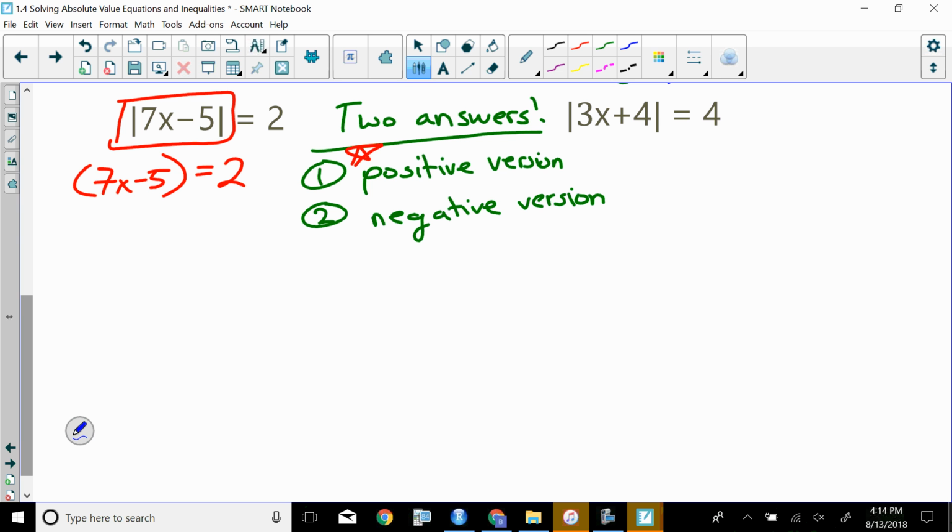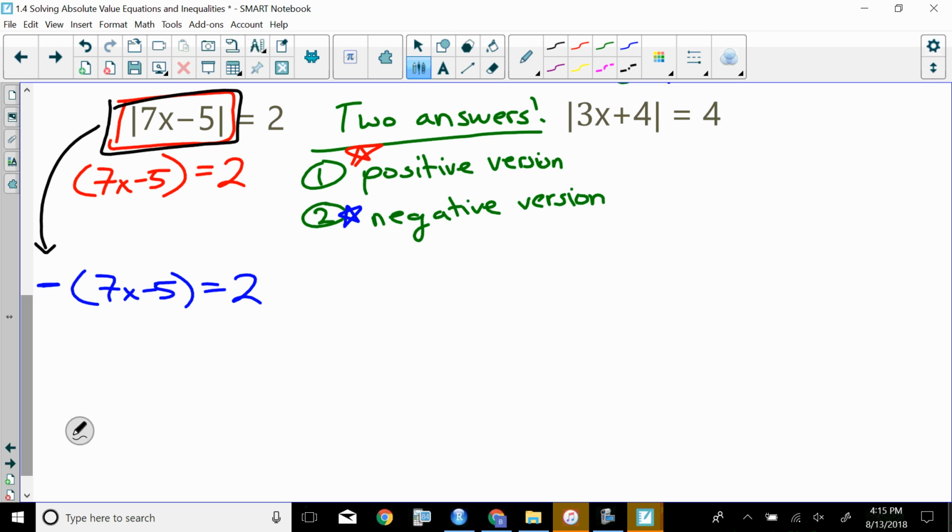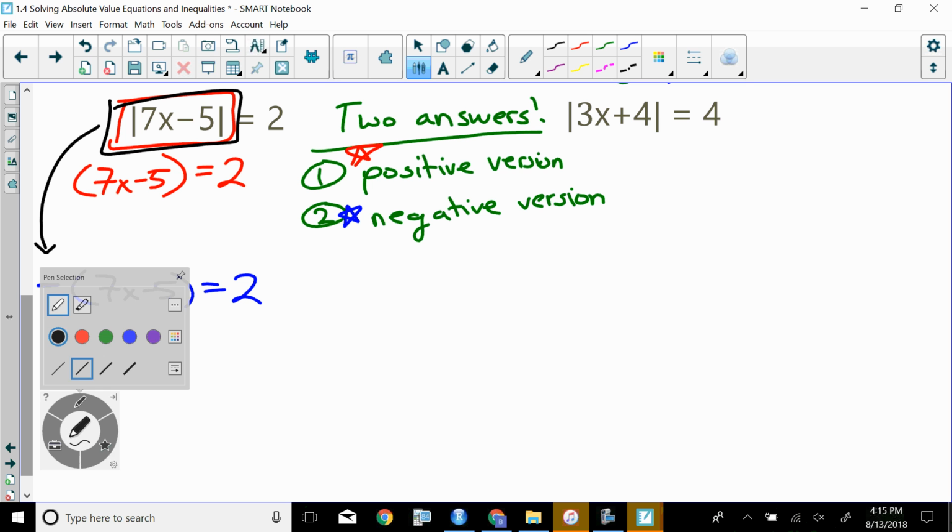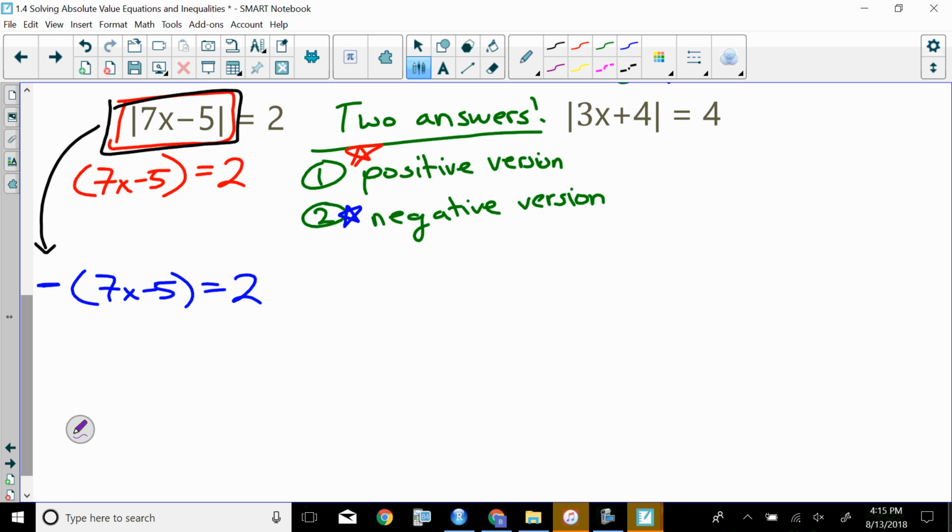Now if I went and tried to set up the negative version, I do the exact same thing. The only thing that I'm changing is I am going to put a negative sign out here. You can see it. And my original box here became negative down here. Now I just solve the two equations. These should not be hard for us to solve. Add 5. That's 7x equals 7. X equals 1.